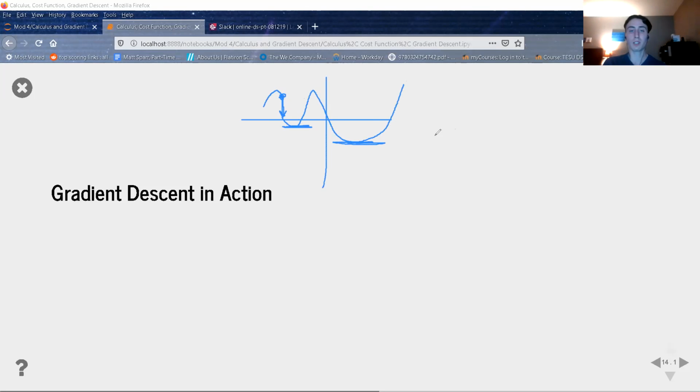So there are some things you can do to prevent this. That'll come into play later on, especially with neural networks. But for now, your cost function is almost always just going to be a parabola, and you don't have to worry about multiple minimums.